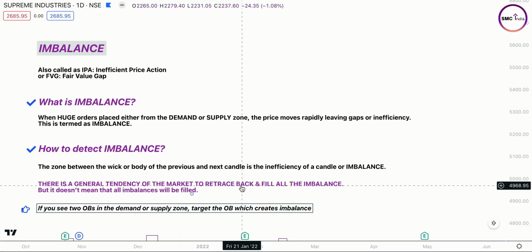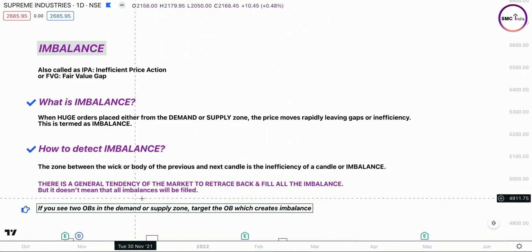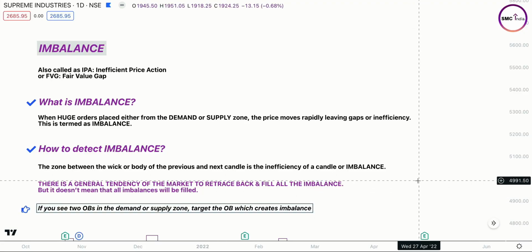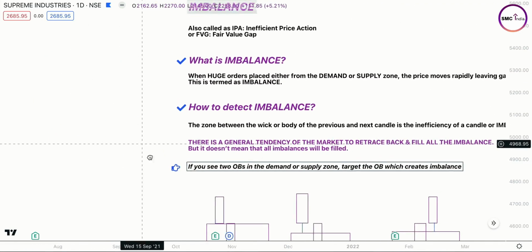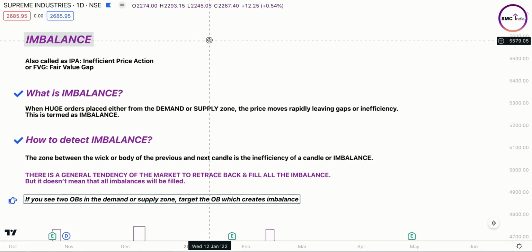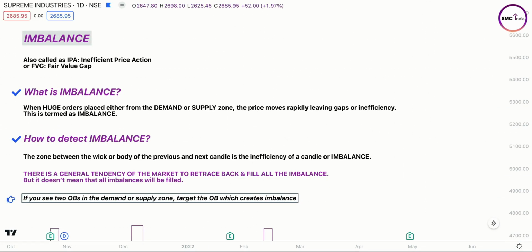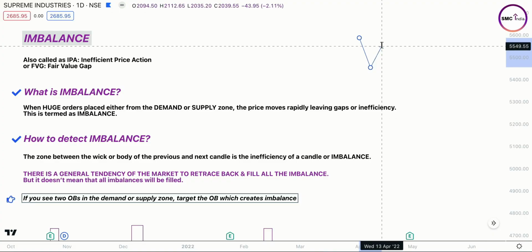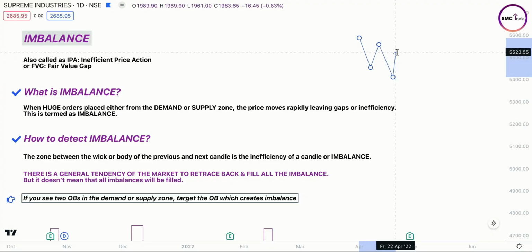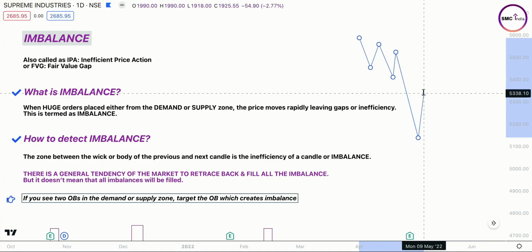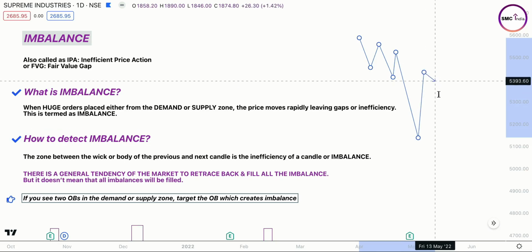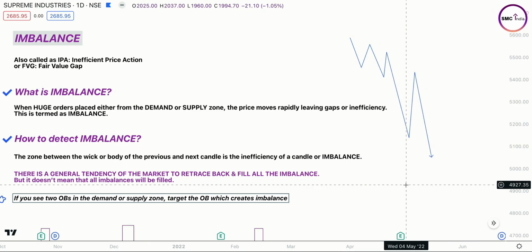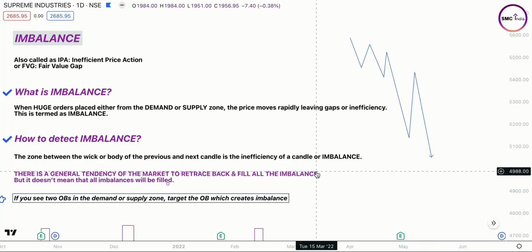the market to retrace back and fill all the imbalance, but it does not mean that all imbalances will be filled. So what happens is that for most of the times the price moves like this, comes like this, creates imbalance, and fills nearly 70 to 80% of the imbalance, and then shoots down. So it is a rule for most of the cases the imbalances are filled, but there are many cases where all the imbalances are not filled and the price shoots.